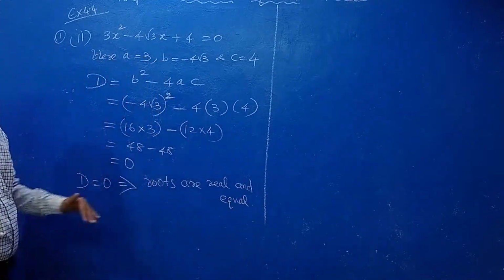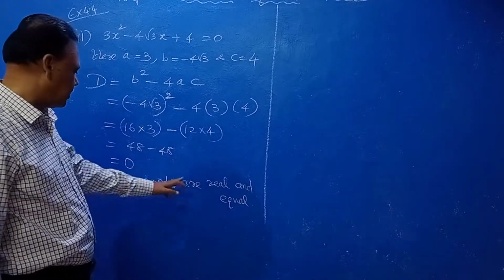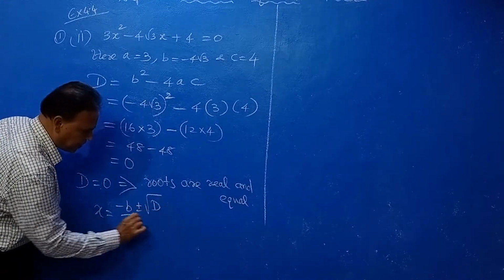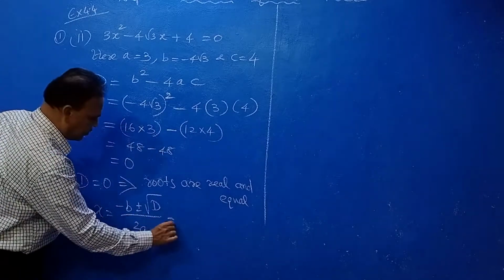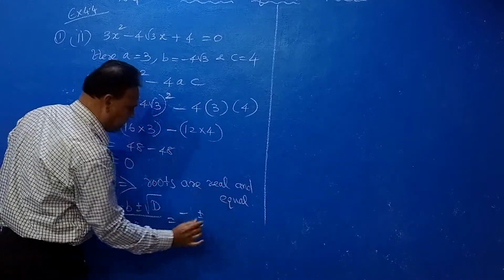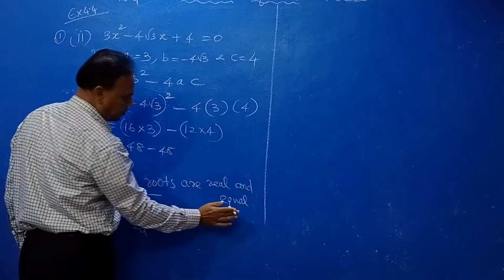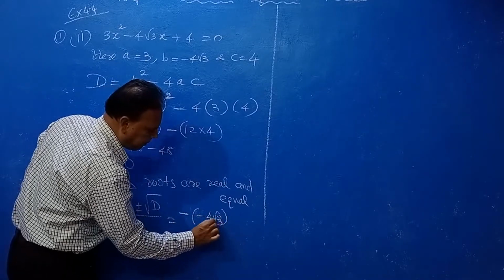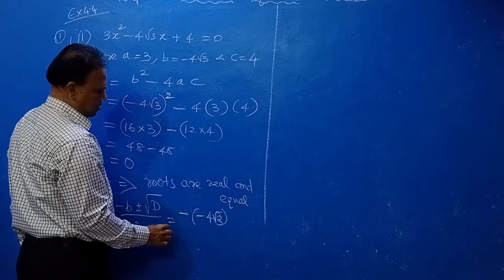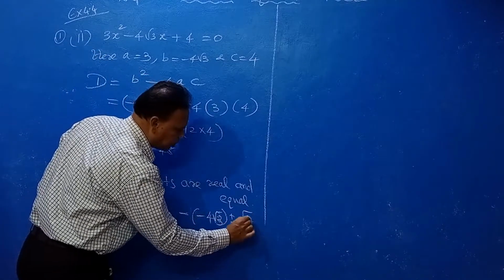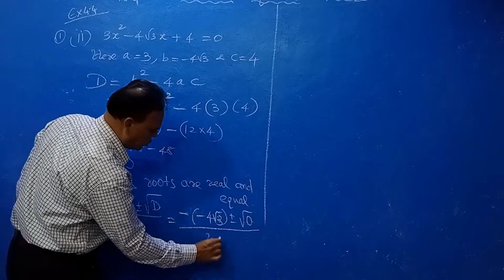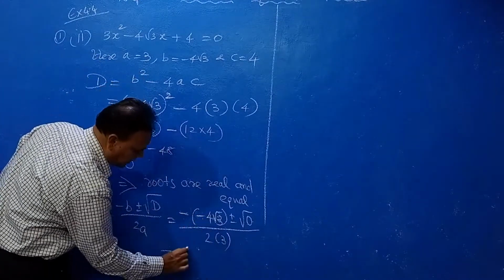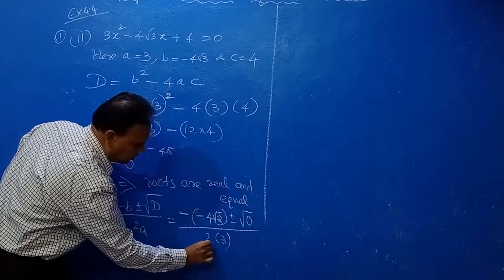When the roots are real, you have to find the roots. That means x equals minus b plus or minus root over D by 2a. I use this formula, it will be easy. Now, minus b plus or minus root D. B is minus of minus 4 root 3, then plus or minus D, which is 0, by 2 into 3. So 4 root 3 by 2 into 3, which is 6.